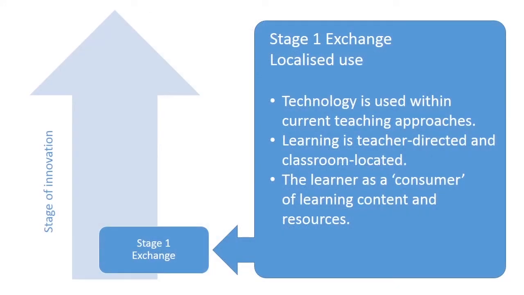In the first stage of the Innovation Maturity Model, technology is used within traditional teaching approaches. The learner is teacher-directed and located only in the classroom, with students being consumers of learning content and resources. For example, this would be a lesson where the teacher shows a PowerPoint on a whiteboard to explain a concept to students, but students themselves don't actually use technology. We've all surely used this kind of teaching approach, and there's not necessarily something wrong with it, as long as it's only a small part of the teaching and learning process.